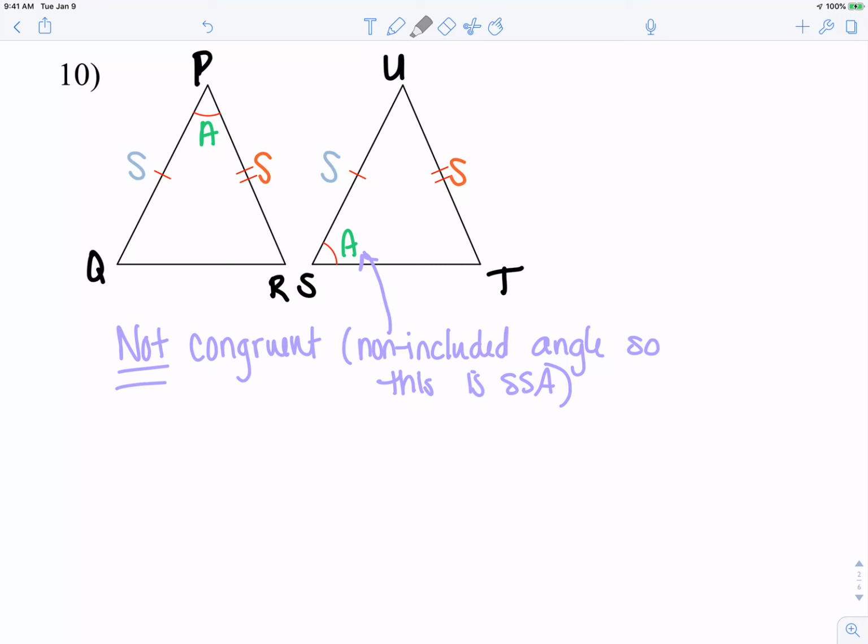10 is also not congruent. Even though this triangle over here is showing side angle side, this one is not. It's showing side side angle. So that's not congruent for number 10.